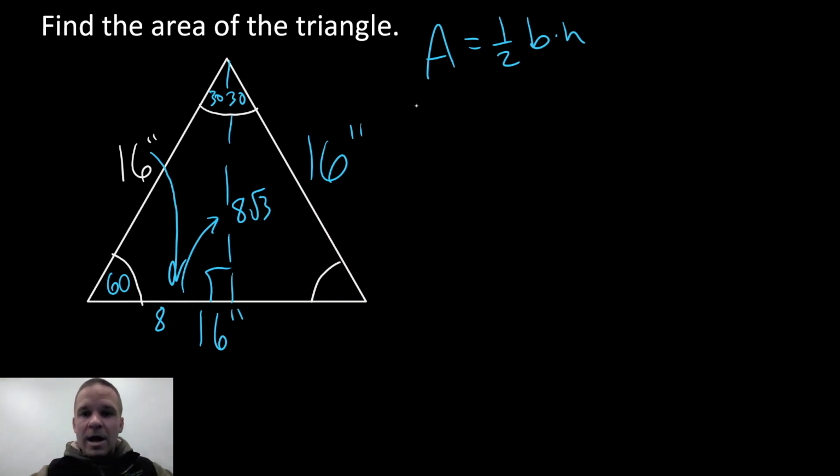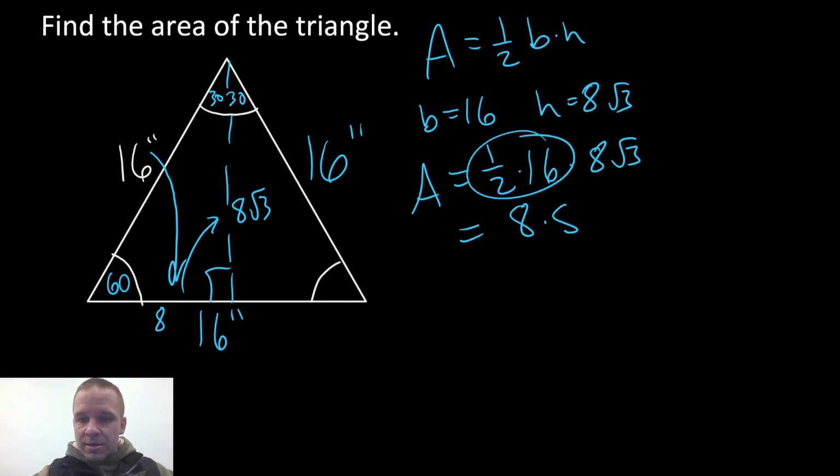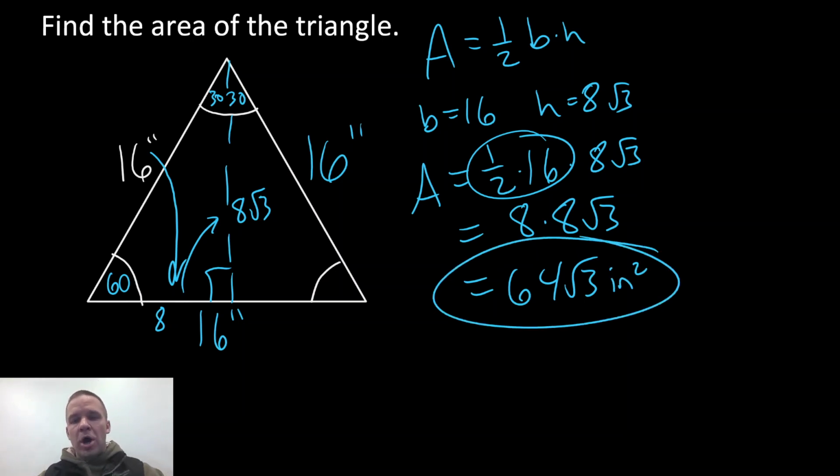So now I have a base of 16 and a height of 8 root 3. I can plug that into my formula. I'm going to have 1/2 times my base, which is 16, times my height, which is 8 root 3. So I'm going to have 8 times 8 root 3. If I'm not using a calculator, I kind of like to do some simplifications like that, right? And I'll get 64 root 3 inches squared, in this case, because 2 tick marks equals inches squared. Boom, done, area.